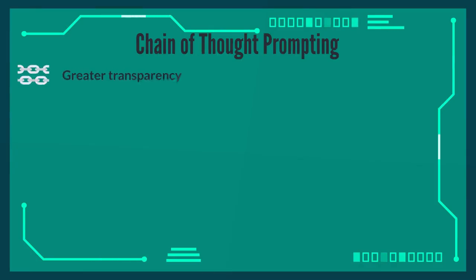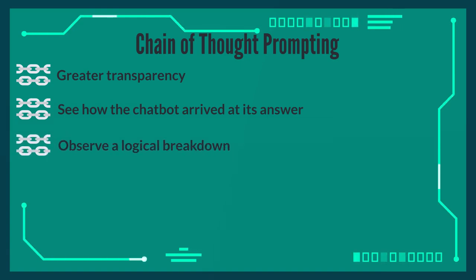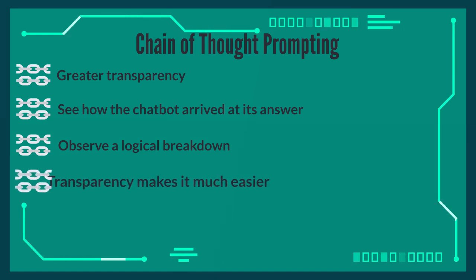Chain of Thought Prompting leads to greater transparency, as it allows us to see how the chatbot arrived at its answer. We can observe a logical breakdown of steps, calculations, or assumptions of the chatbot used to derive its response. This transparency makes it much easier for us to trust, understand, and evaluate the response.